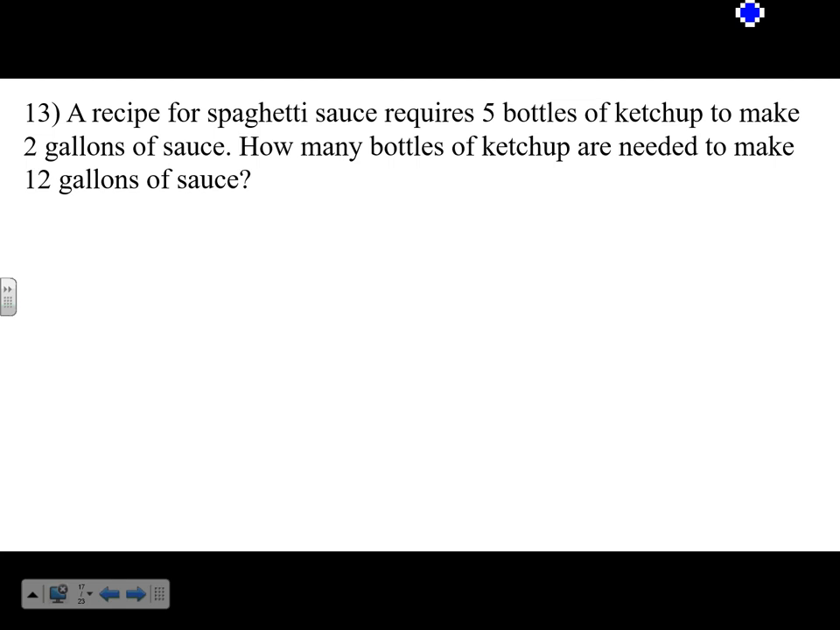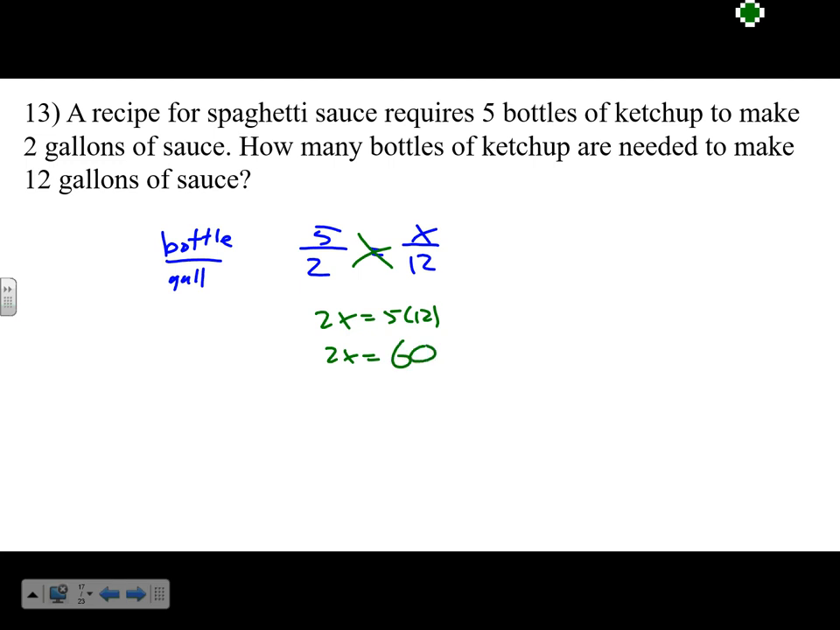We could do bottles on top and gallons on bottom. So we have 5 bottles makes 2 gallons. How many bottles to make 12 gallons? Well, now we cross multiply. 2x is equal to 5 times 12. 2x is equal to 60. Divide by 2. x is equal to 30. So you need 30 bottles.